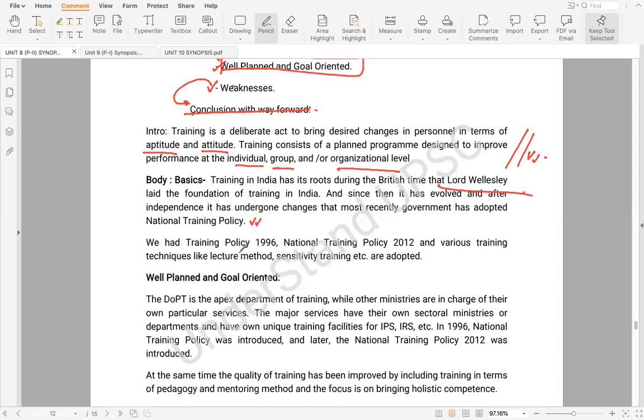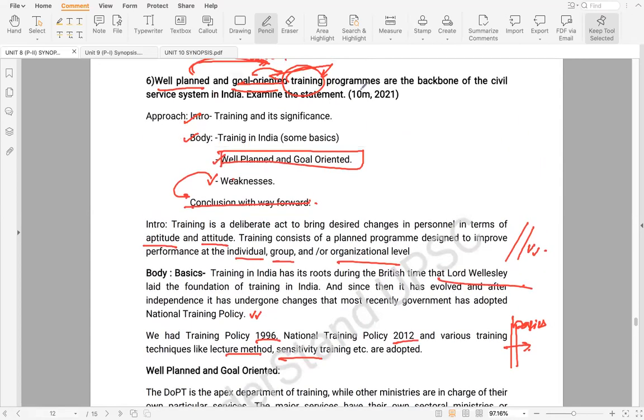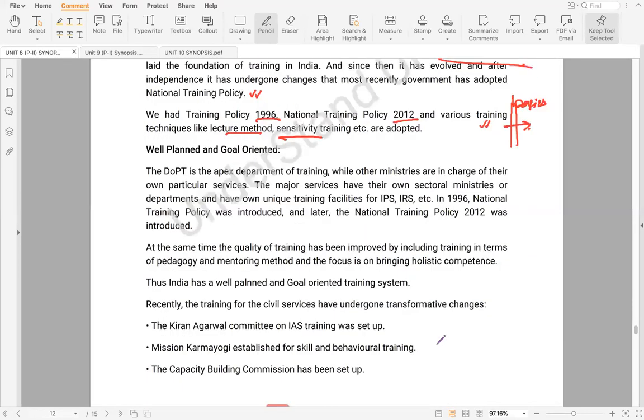Most recently the government has adopted the National Training Policy. We had the training policy 1996, National Training Policy 2012, and various training techniques like lecture methods, sensitivity training, etc. adopted. You basically let the examiner know that you know the basics of training. But because again it's a 10 marker, you cannot talk about all of this, but still you let them know that the theoretical part of training is sorted as far as your knowledge base is concerned. Post which you directly start hitting on the demand of the question, which is well planned and goal oriented.